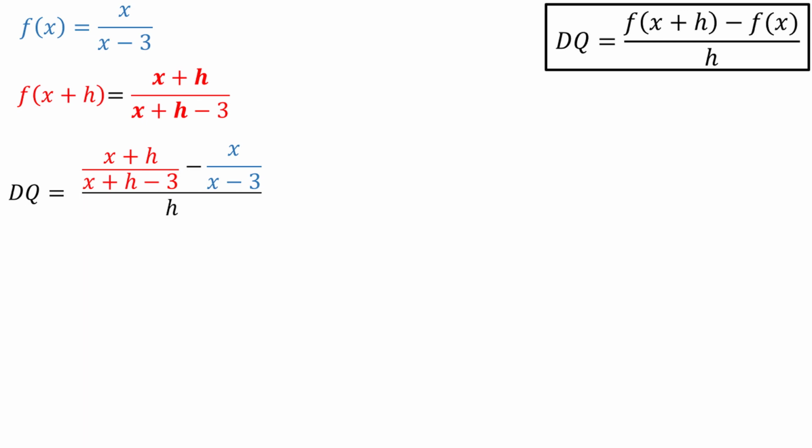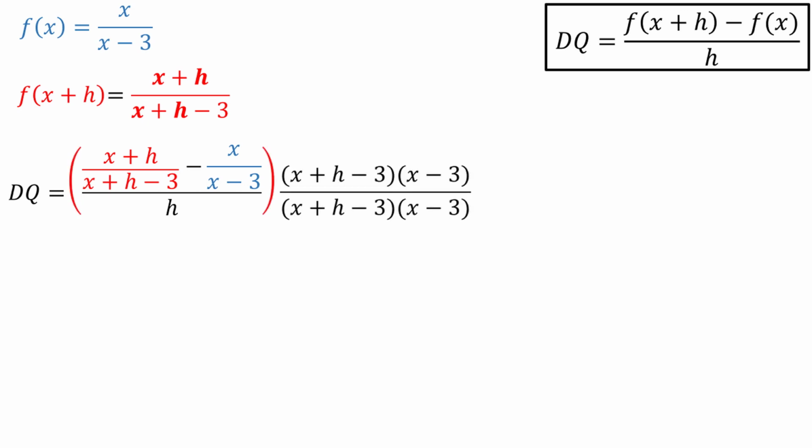Now, this might look a little bit intimidating to simplify, but the trick is to multiply the entire expression by the least common denominator divided by itself, which in this case is just the combined denominator of each of our terms, or x plus h minus 3 times x minus 3, all divided by itself. This will end up clearing the fraction in the numerator. The denominator is relatively straightforward. We just have h multiplied by that whole denominator, which is x plus h minus 3 times x minus 3.